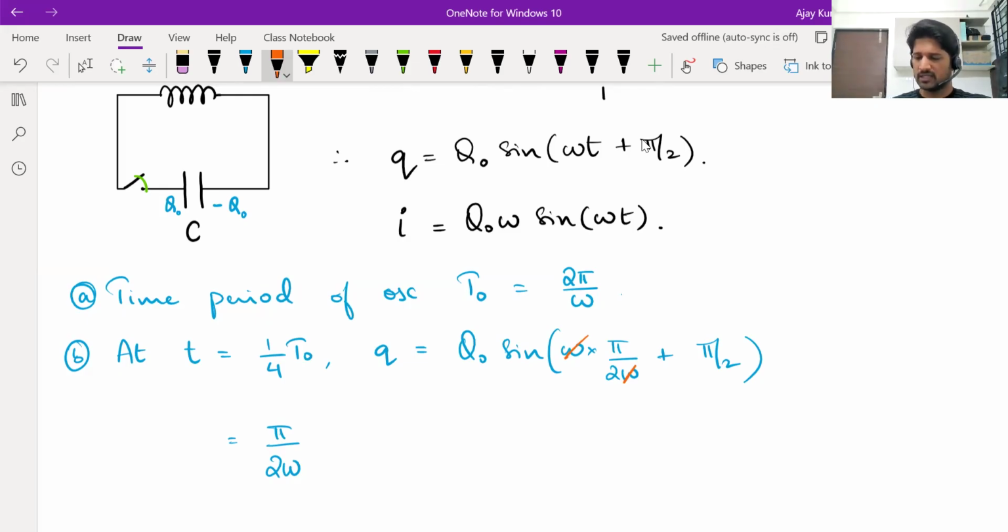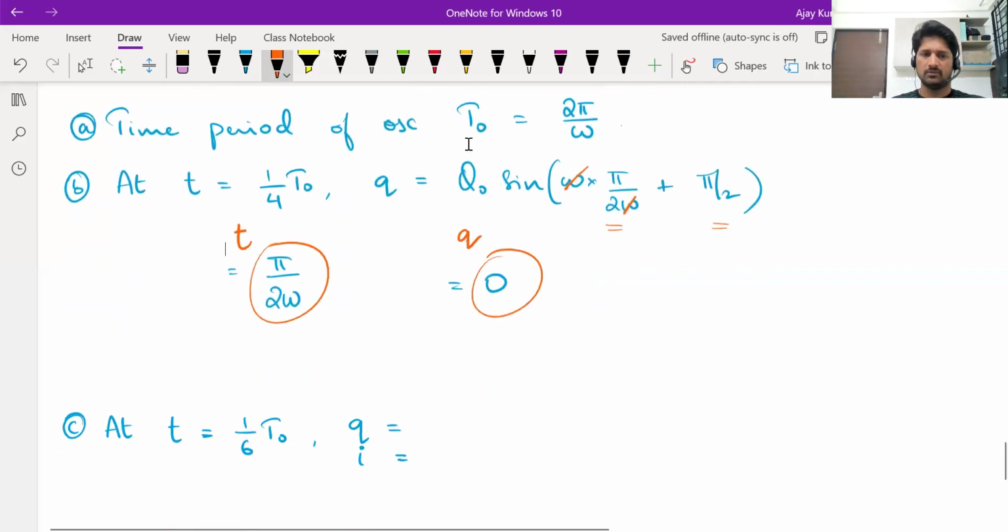See, when you substitute the time as pi by 2 omega, the omegas get cancelled. You'll be left with a pi by 2 plus a pi by 2. Pi by 2 plus pi by 2 is pi. And sine pi is sine 180 degrees. That is 0. So at this time, the charge on the capacitor is 0. Let's find out the current now. The second part we'll solve later.